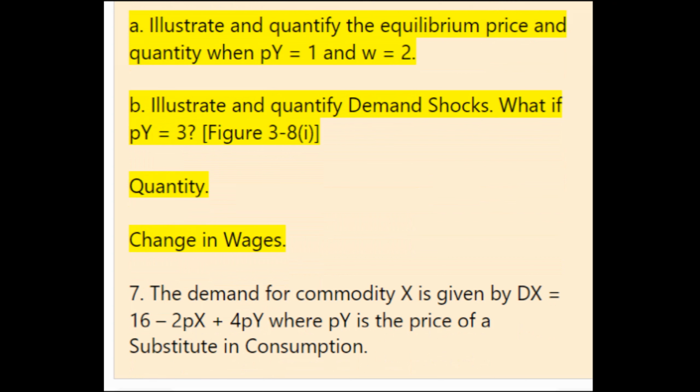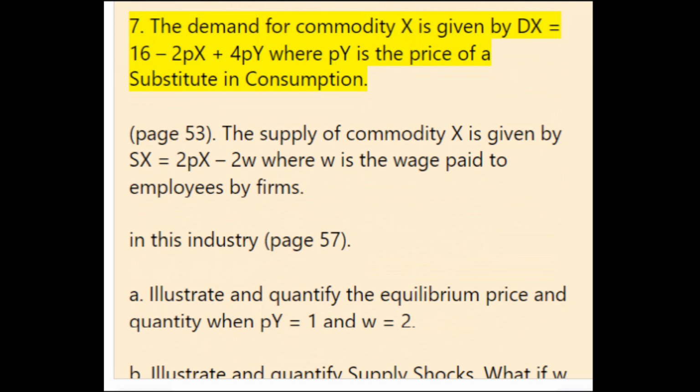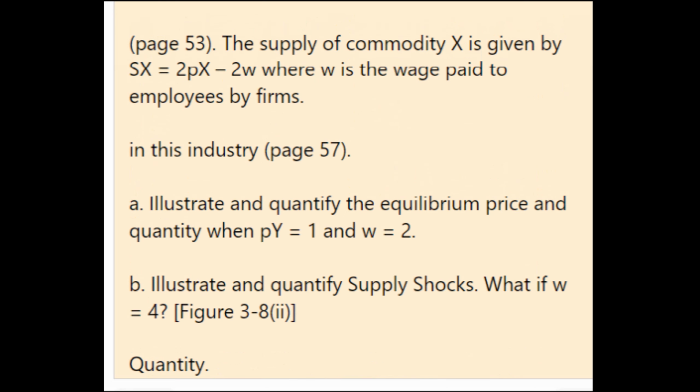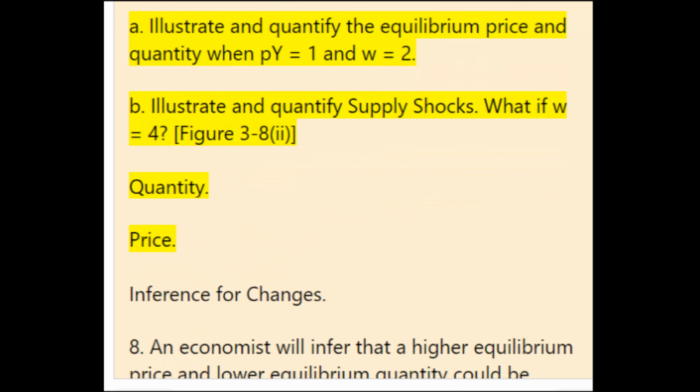Figure 3-8, 1. Quantity. 7. The demand for commodity X is given by dx equals 16 minus 2px plus 4 pi, where pi is the price of a substitute in consumption. Page 53. The supply of commodity X is given by sx equals 2px minus 2w, where w is the wage paid to employees by firms in this industry. Page 57. A. Illustrate and quantify the equilibrium price and quantity when pi equals 1 and w equals 2. B. Illustrate and quantify supply shocks. What if w equals 4? Figure 3-8, 2. Quantity. Price.